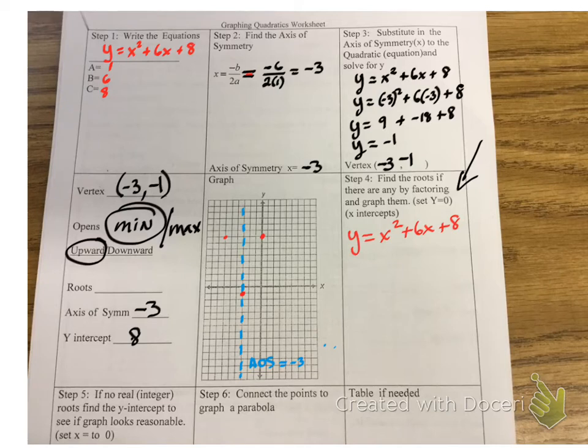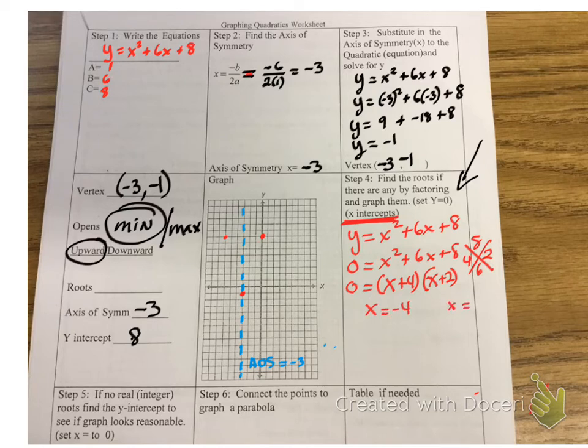Set y equal to 0. When I set y equal to 0, what am I really finding? So all of our factoring was really about finding 2 more points for our graph. What multiplies to 8 and adds to 6? 2 and 4. So I'm doing x plus 4. Sorry, x plus 2. When I solve it, x equals negative 4, x equals negative 2.